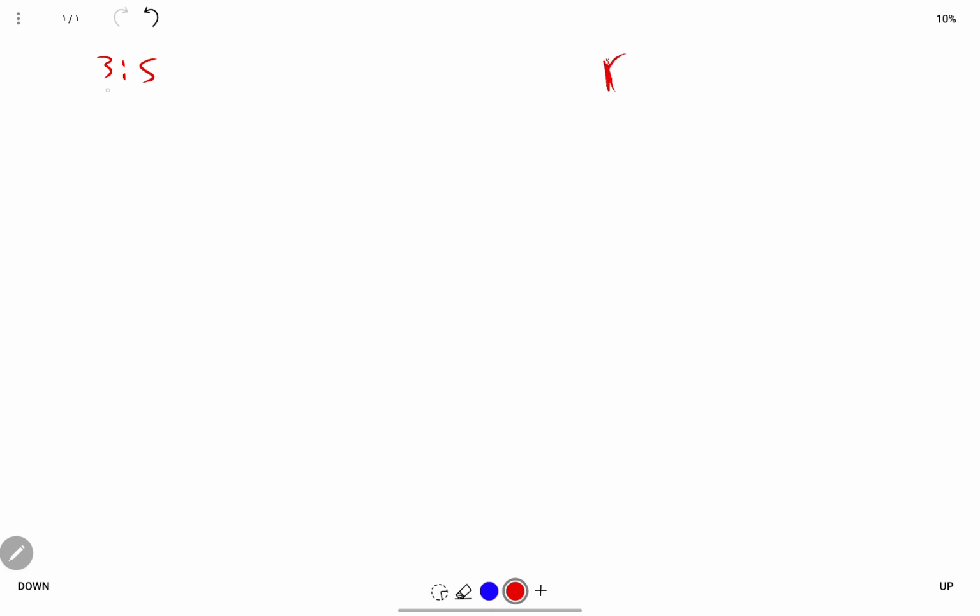So the ratio is 3 to 5. So here you have red and blue. So the total 3 plus 5 is equal to 8. So you can write the ratio. So let's create three fractions. So first here you have 3, 5, and the total is 8 here. Here you have red marbles, and here you have blue marbles, and the total that is given is 200.